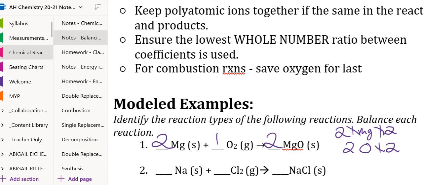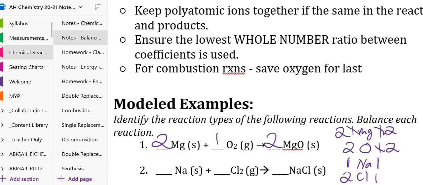Okay, so let's look at this one. Let's take inventory. So we've got sodium and chlorine. How many sodiums right now do I have in my reactants? 1. And in my products? 1. How many chlorines right now in my reactants? 2. And in my products? 1. So what's not balanced right now?